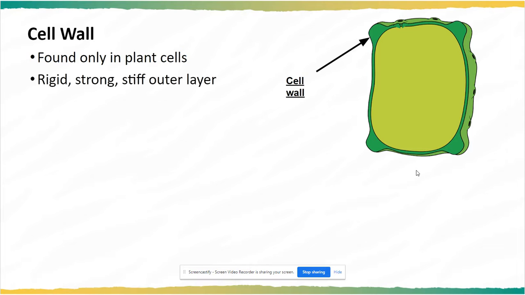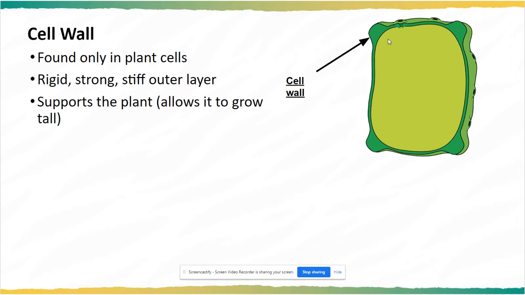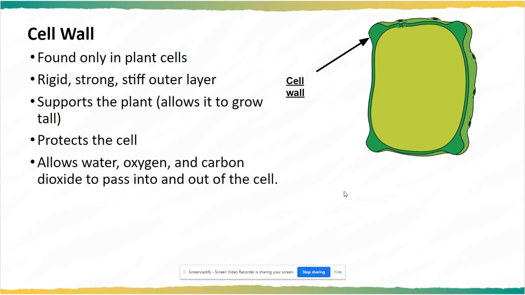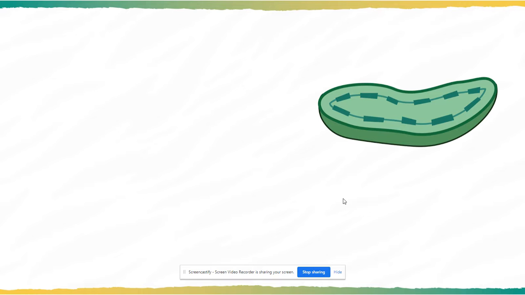Now, the cell wall is found only in plant cells. It is rigid, as you see here, which means it's strong, stiff, and it is the outer layer. It supports the plant, which allows it to grow very tall. The cell wall also protects the cell. It allows water, oxygen, and carbon dioxide to pass into and out of the cell.